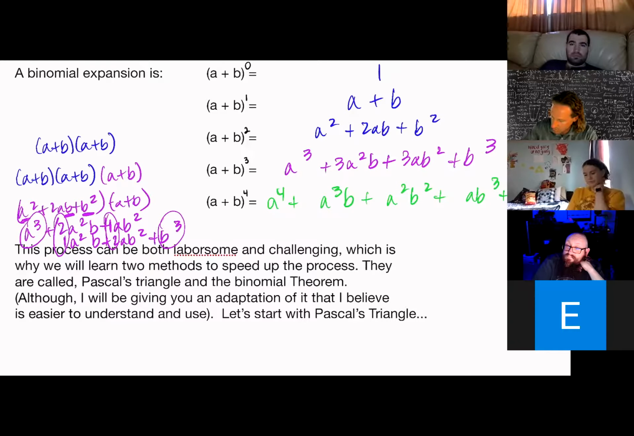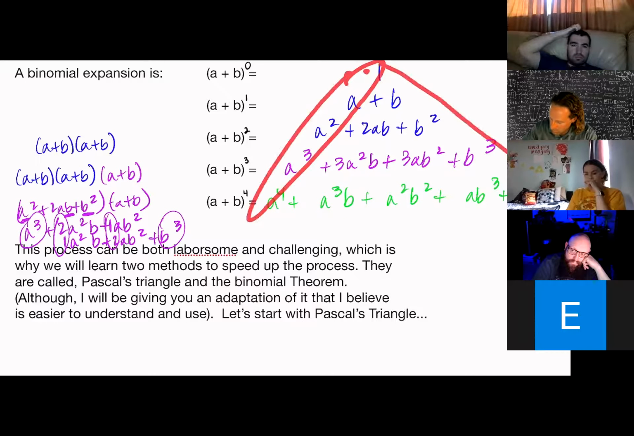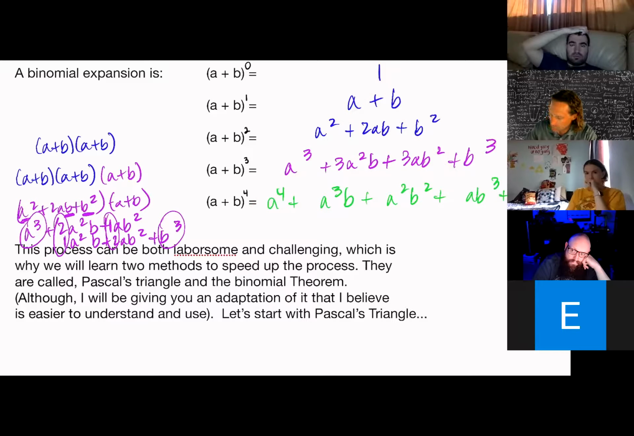And if you notice that each one of these has a 1 on the outsides. 1, 1, 1, 1. But how are we going to find these other ones on the inside without doing all of this again? No, thank you.